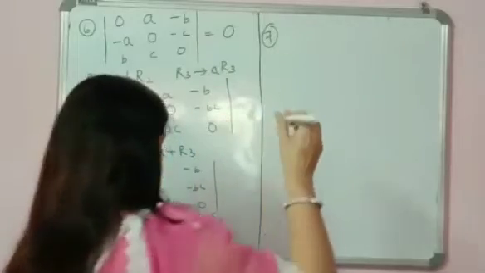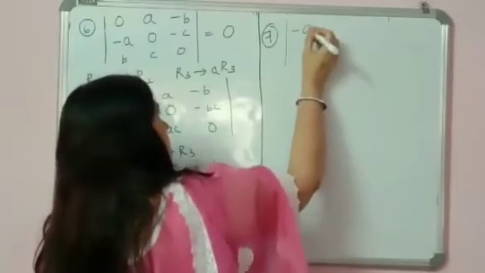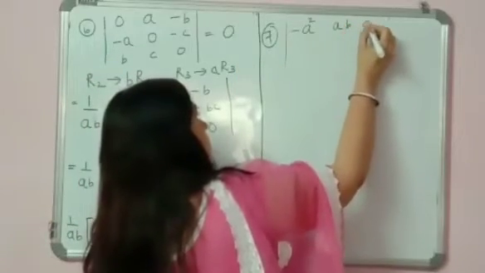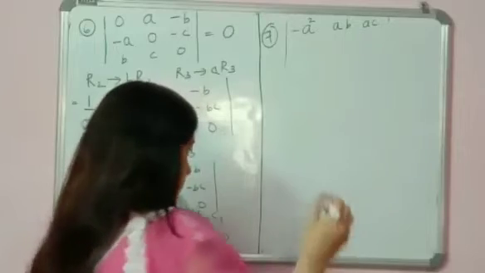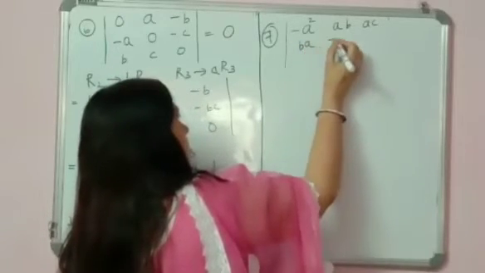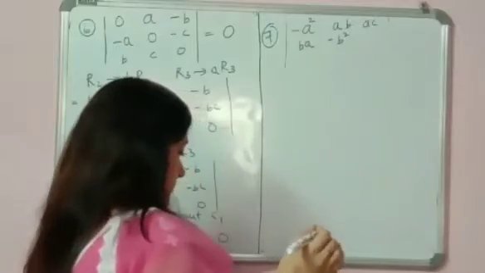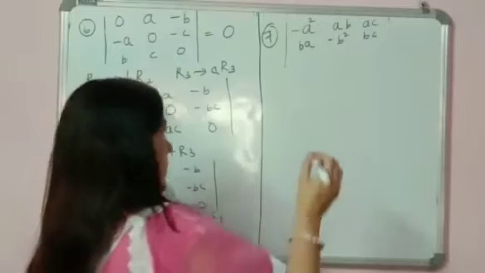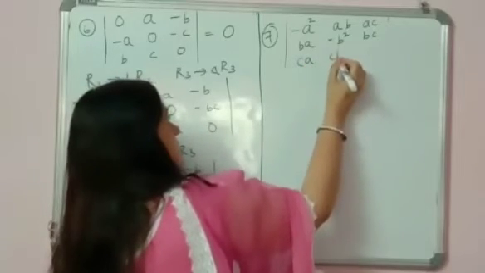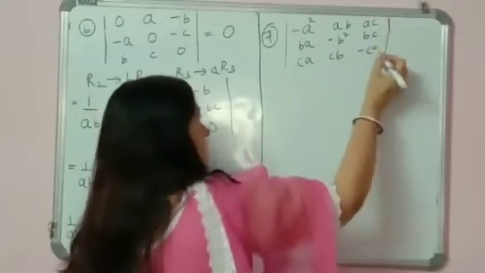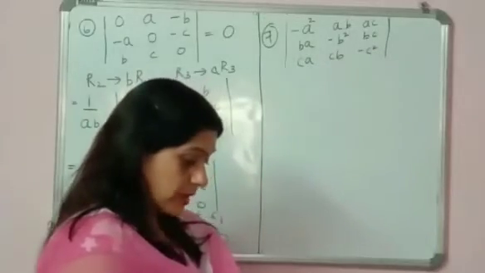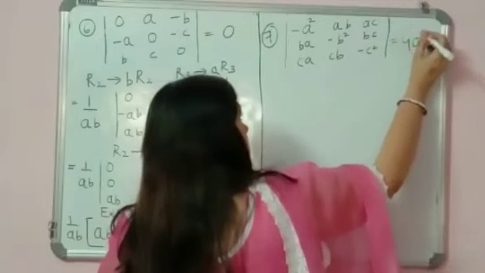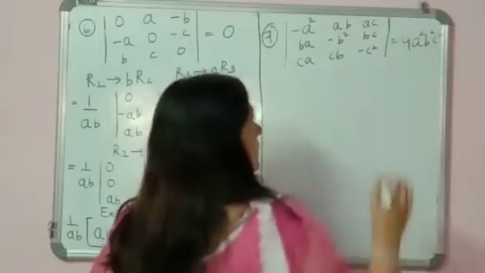Question number 7 is: minus A square, AB, AC, then BA, minus B square, then BC, then CA, CB and minus C square, and that is equal to 4 A square B square C square. It is equal to 4 A square B square C square.